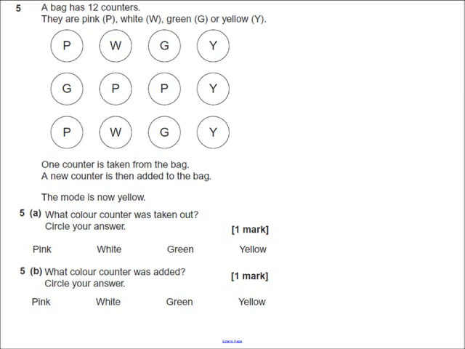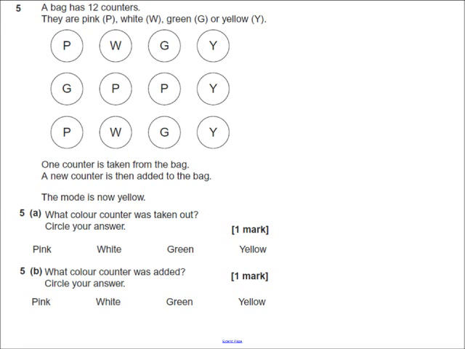Question 5. A bag has 12 counters. They are pink, white, green or yellow. One counter is taken from the bag. A new counter is then added to the bag. The mode is now yellow. So really it's a question on modes, and modes are all about having the highest frequency.